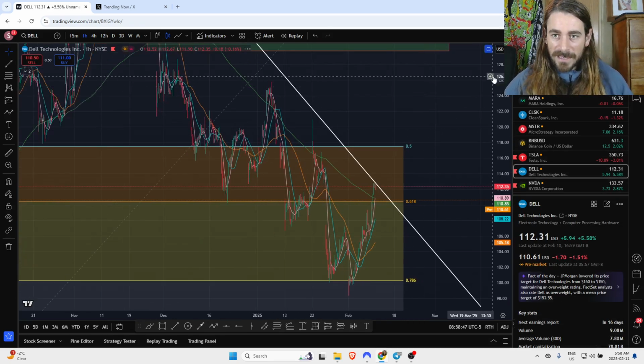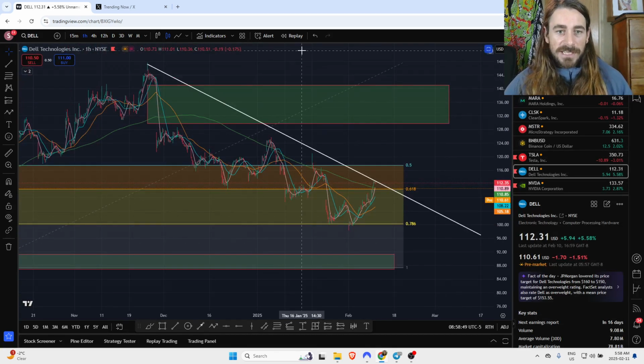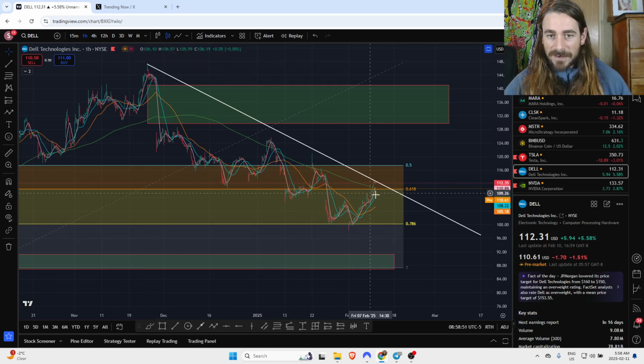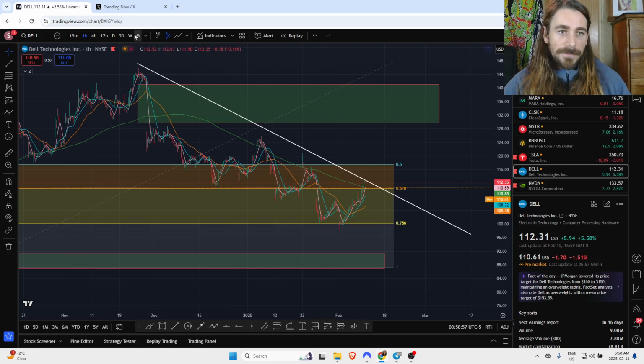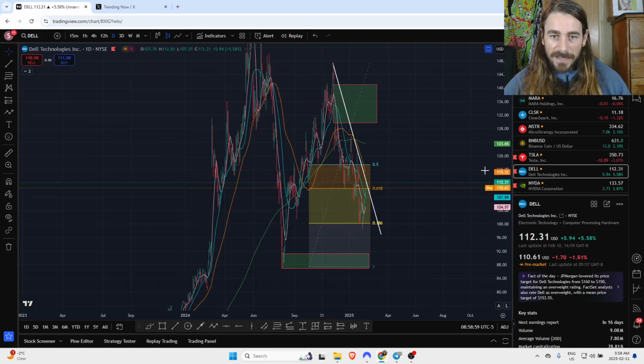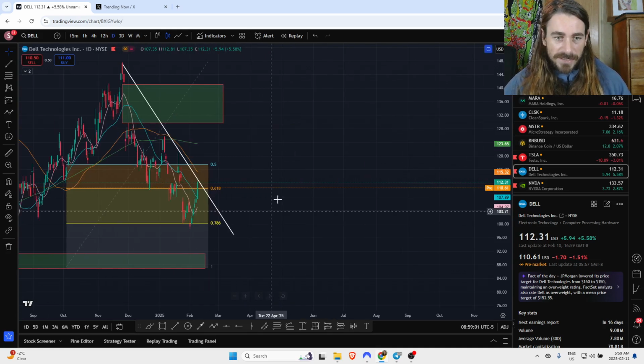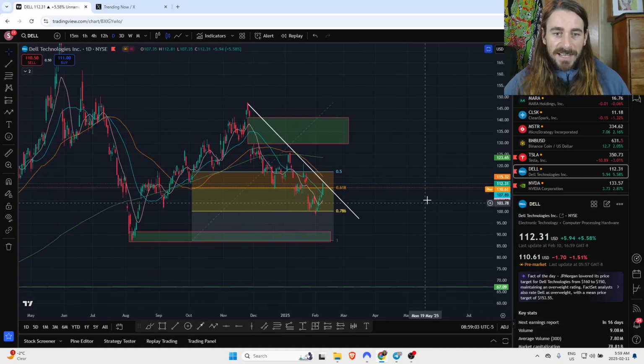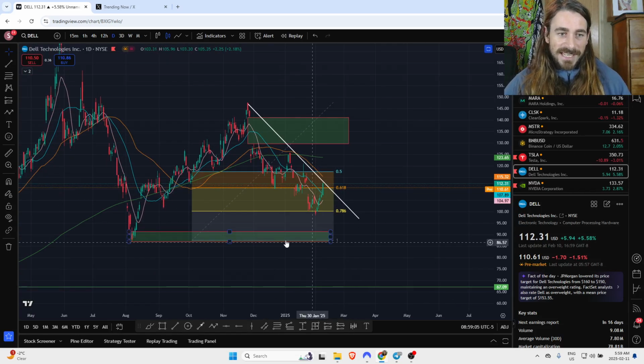Flipping over to Dell. This is one I talked about in a few videos. So again, coming down right into resistance, but a nice little move here from Dell off the lows. So this is the very low time frame. If we look at the daily here, you'll see it's showing no signs of reversal yet. Obviously, the daily price action is not going to look the same as the low time frame.